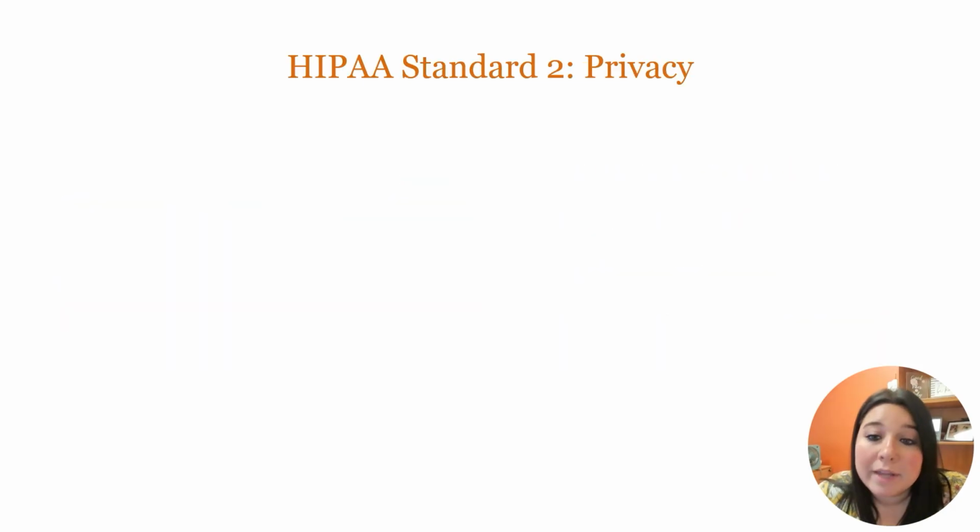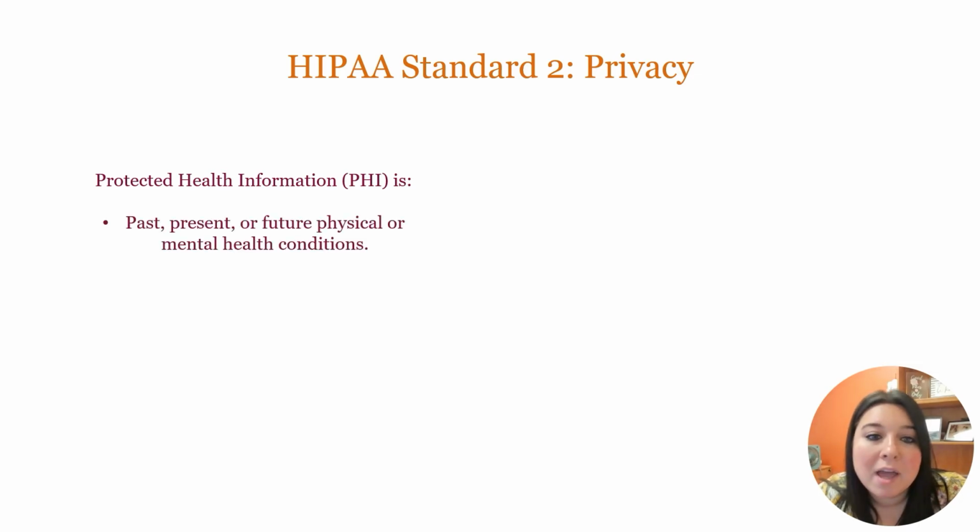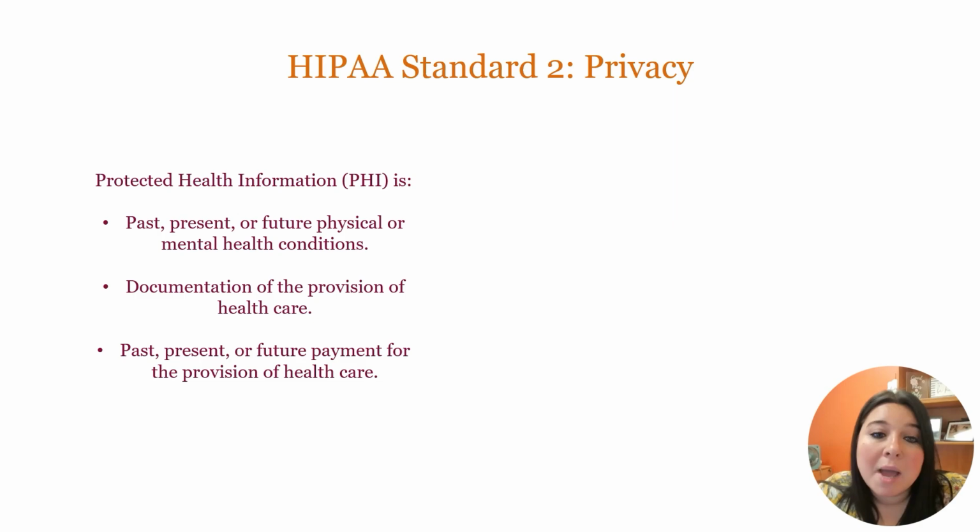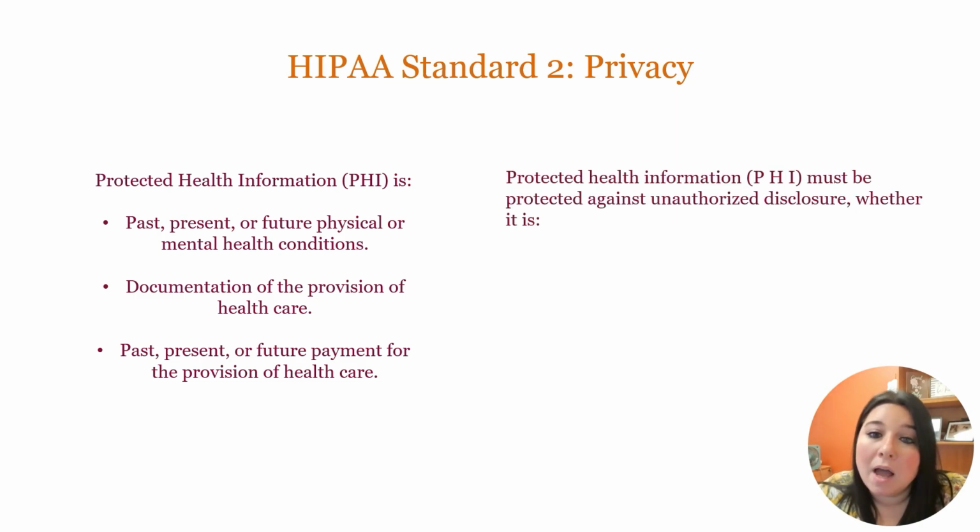So the HIPAA standard 2 privacy rule deals a lot with protected health information, which is otherwise known as PHI. PHI includes past, present, or future physical or mental health conditions of a patient, documentation of the provision of health care, and past, present, or future payment for the provision of health care. This PHI must be protected against all unauthorized disclosure, whether it is spoken, written, or even in electronic form. So all of this information of patients is protected.